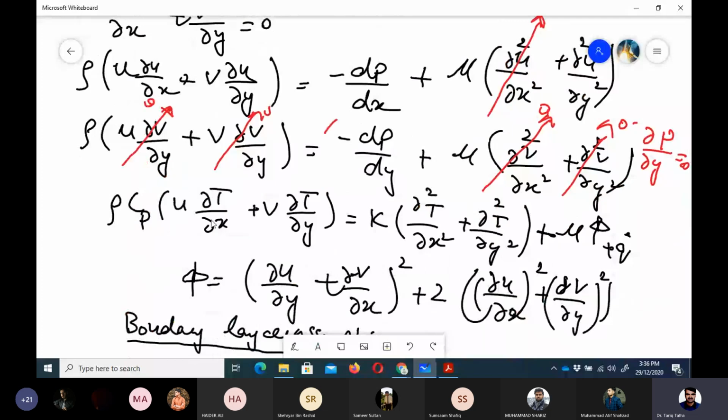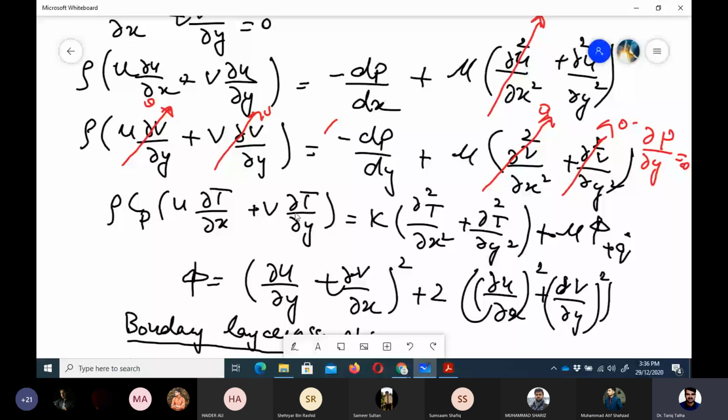For the energy equation, the term u into partial t by partial x would remain. Why is that? Because u is a very large value, and partial t by partial x may not be very large, but in the product it would have some significant value. And for the second term, although v is small, partial t by partial y is very large. So the left hand side would remain.